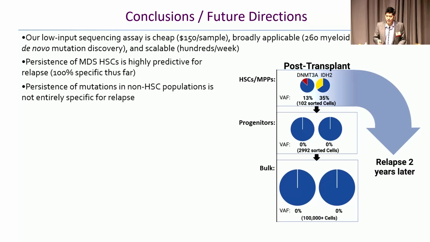Importantly, persistence of mutations in non-HSCs is not entirely specific, and so with bulk sequencing, you can sequence as deep as you want. It still will not get you that cell type specific information.